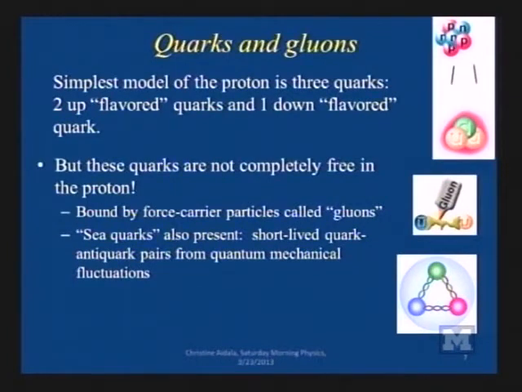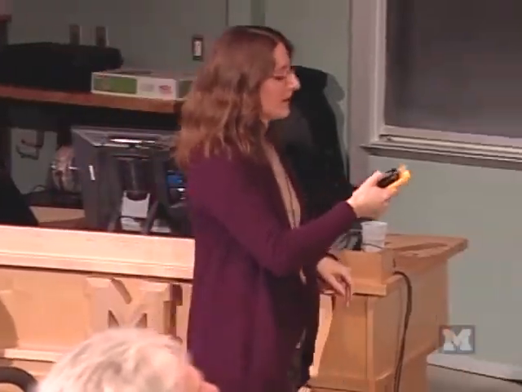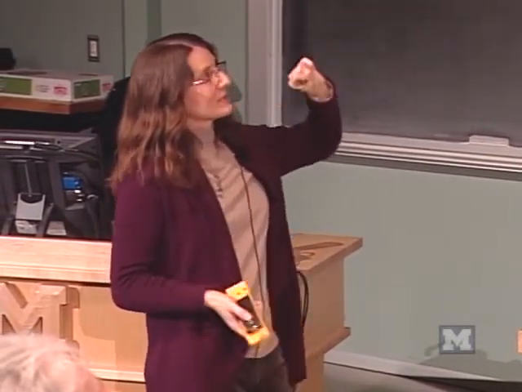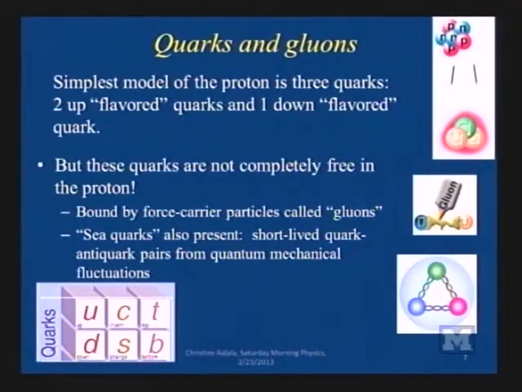Something called sea quarks are also present. These are quark-antiquark pairs that are fluctuating in and out of the quantum mechanical vacuum. And there are only 2 quarks, these up and down types, that really play a dominant role in the proton and in the neutron, actually. But we have found 4 other types of quarks, and their names are charm, strange, top, and bottom.